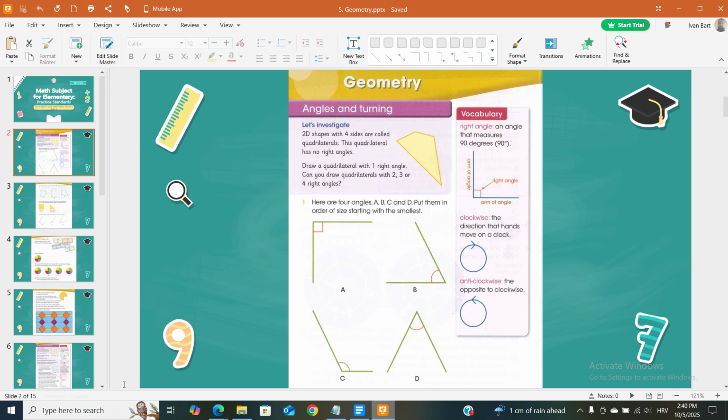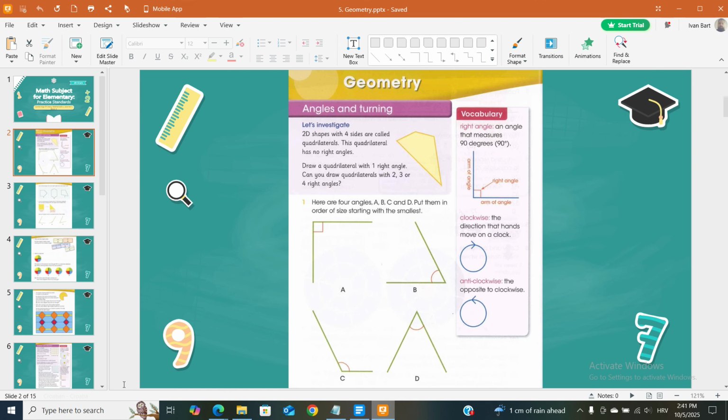2D shapes with 4 sides are called quadrilaterals. This quadrilateral has no right angles. Draw a quadrilateral with 1 right angle. Can you draw quadrilaterals with 2, 3 or 4 right angles?